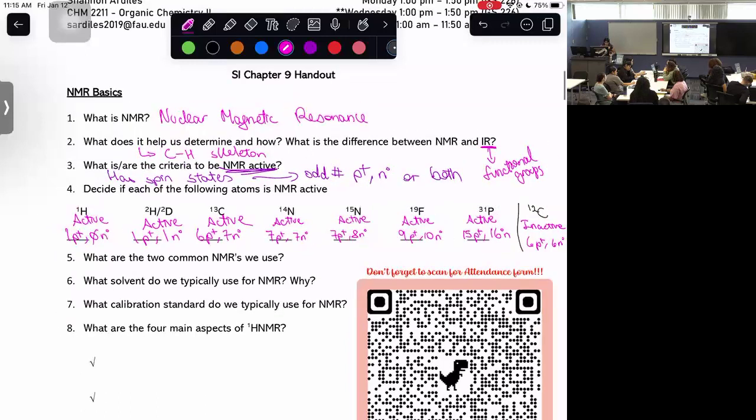Now, NMR, we know 2 different types, at least from Orgo 1. What are they? CNMR, what exactly? Carbon NMR. What kind of carbon? Carbon 13, there you go.